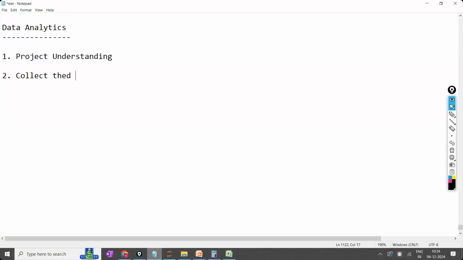Collect the data. How are you going to do it? By using the SQL select command. By using the SQL select command, you are going to select the data.